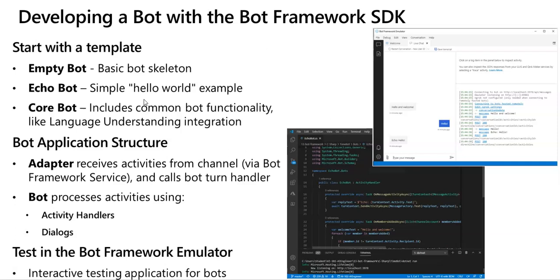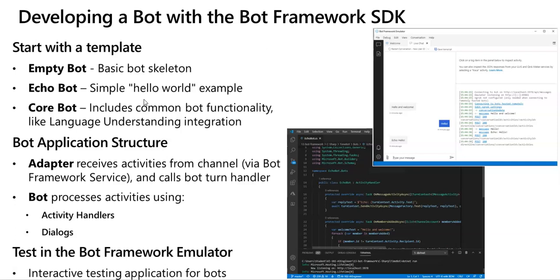Now, the easiest way to get started with the Bot Framework SDK is to base your new bot on one of the templates it provides, like an empty bot. An empty bot is a basic bot skeleton. Then we have the echo bot. This bot responds to messages by echoing the message text back to the user. For example, if I say hello world, it will respond by saying you said hello world, thus echoing the same response. Then we have the core bot. A core bot is a more comprehensive bot that includes common bot functionalities such as integration with the language understanding service.